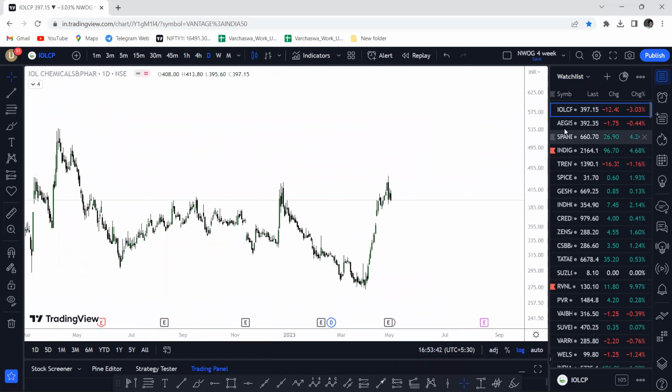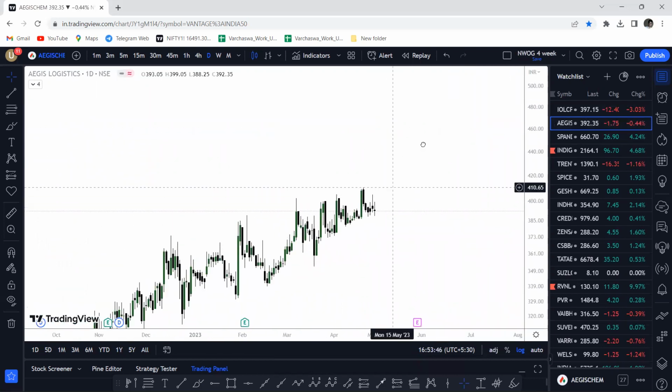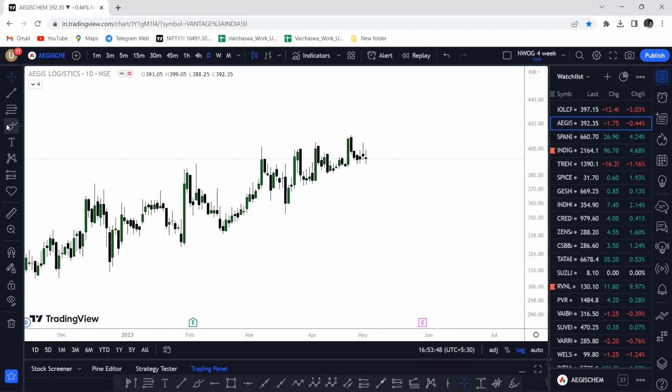It's in a complete downtrend, so it's not good. So if you see this particular stock right here, look at this consolidation. Keep this stock on your charts and mark this demand zone. Demand zones are completely protecting this particular stock from going lower, and definitely very soon you will see the price spike up.